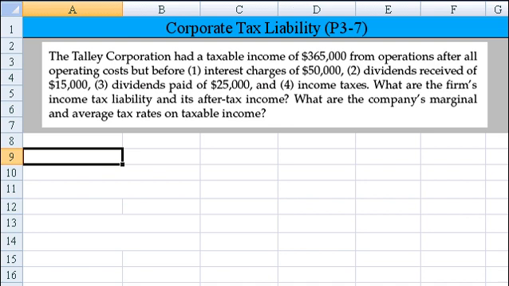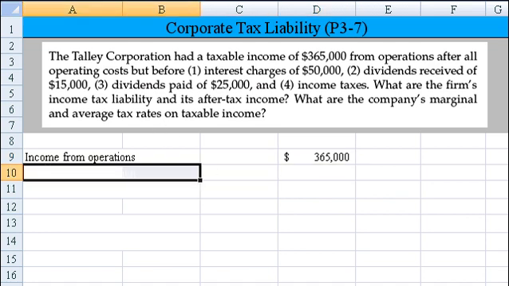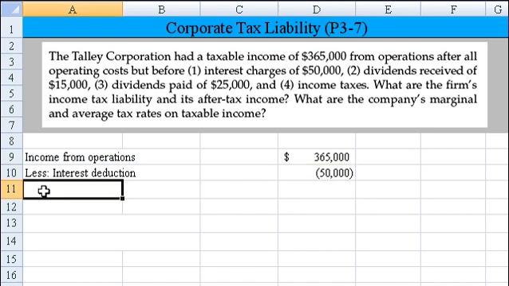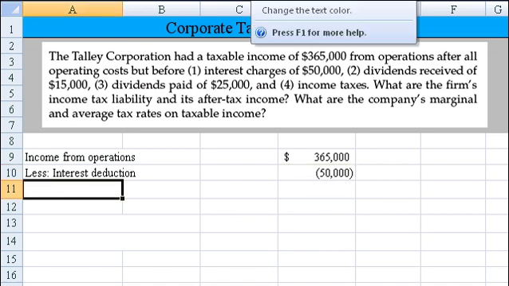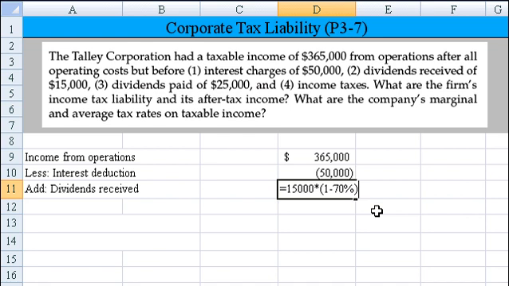So the first thing we'd want to do is write down the income from operations, and that's given above as $365,000. Then the next thing we want to do is back off the interest deduction, and the interest deduction is $50,000. Now, after doing that, we need to consider the dividends received, and here I'll illustrate how I came up with that $4,500.